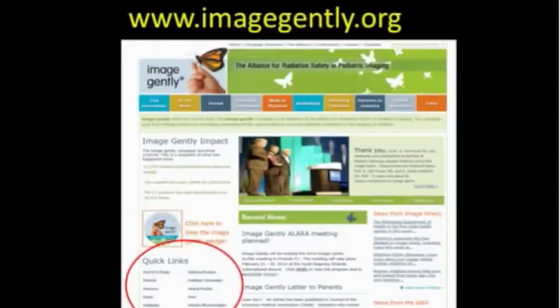Imagegently.org is another website. Again, it's the Alliance for Radiation Safety in Pediatric Imaging that's created this. There's a whole bunch of quick links here. There are links here for your technologists to go and read, as well as your referring physicians, pediatricians, and for you as well. And there's even letters and material you can use, and you can probably take some of this material, translate it even, and use it in your practices, okay? Because it's all probably written in English. I don't know if we have translated this, but that's something I need to.